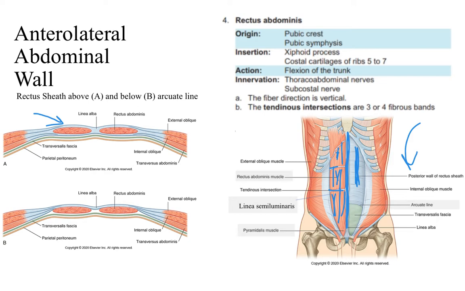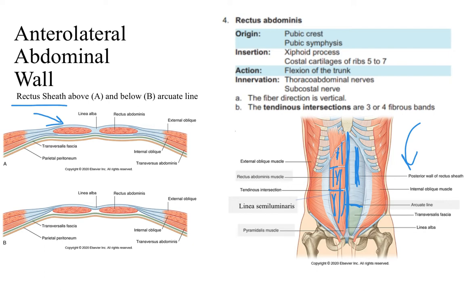Together, those make up what we refer to as the rectus sheath, or in other words, a sheath of connective tissue that is surrounding the rectus abdominis muscle. But one of the things I want you to notice about the rectus sheath is that it only goes down about 2/3 of the way from the superior end of the abdominal cavity to the inferior end of the abdominal cavity.